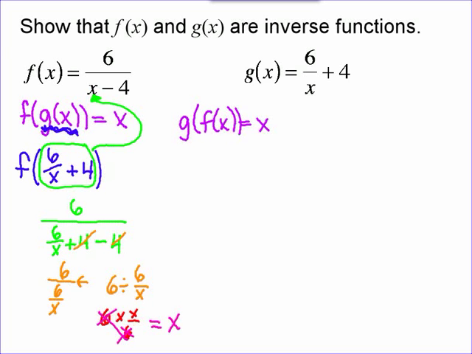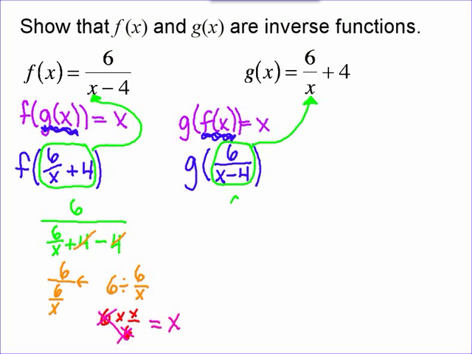So now let's look at the next one. Very first thing you're going to do, you have to replace f of x with 6 over x minus 4. Now this one actually goes a little bit easier. Where are you going to put the 6 over x minus 4? Into the x. You're going to put it right over here.